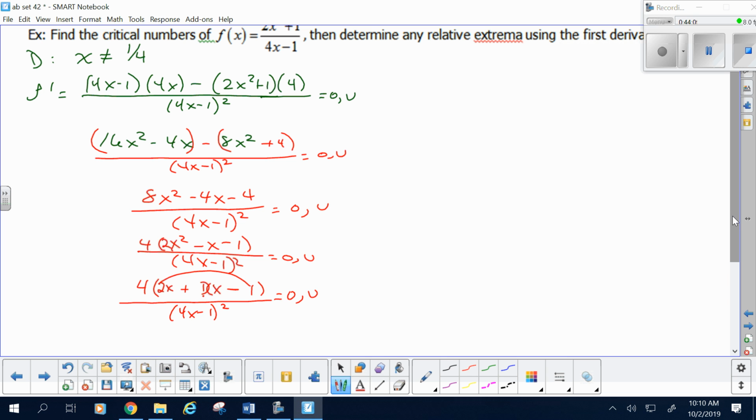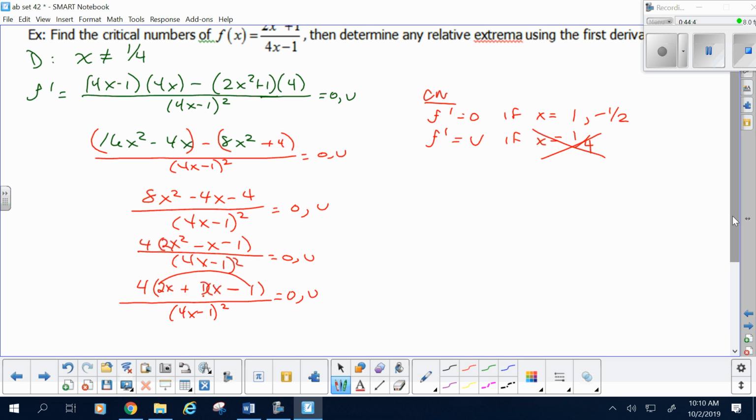Okay, so finding our critical numbers. F prime is 0 if x equals 1 and negative 1/2. F prime is undefined if x is 1/4, yeah? Now that's not a critical number because that's not in the domain. You with me? Are you with me?